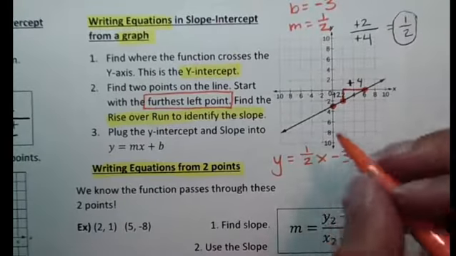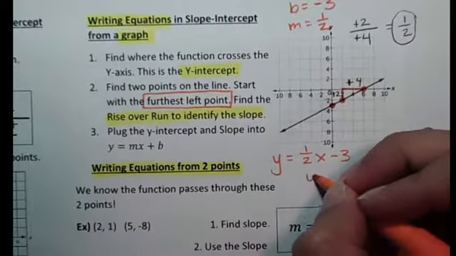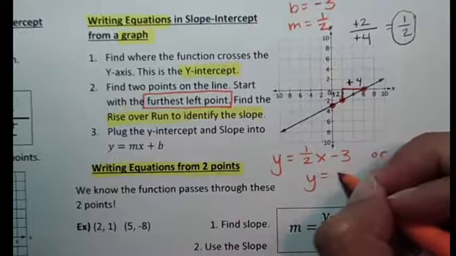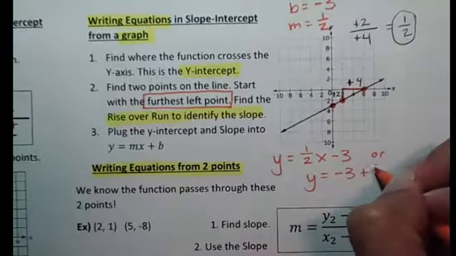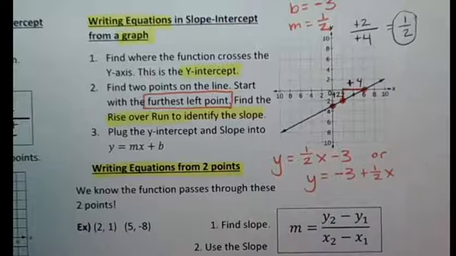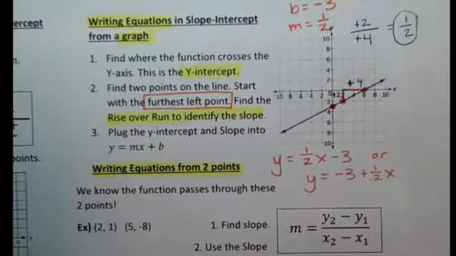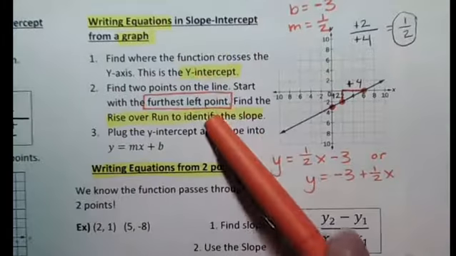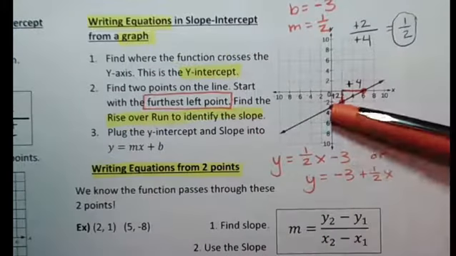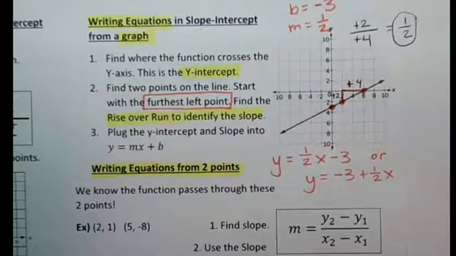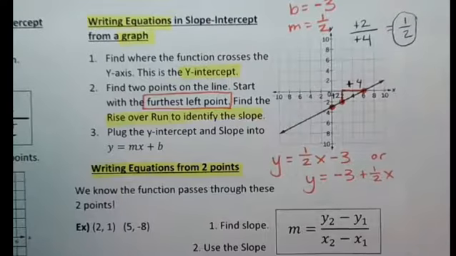Okay, they could just flip-flop and put the b or the y-intercept first, so that would just look like this. y equals negative 3 plus 1/2 x. That's the same exact thing, it's just they flip-flop. They put the b first and then the slope after. Okay, so again, follow these steps. We find the y-intercept first, then we pick 2 points on the line that intersect the grid points perfectly. Start at the farthest left, find the slope using rise over run, and then put it back into the equation.